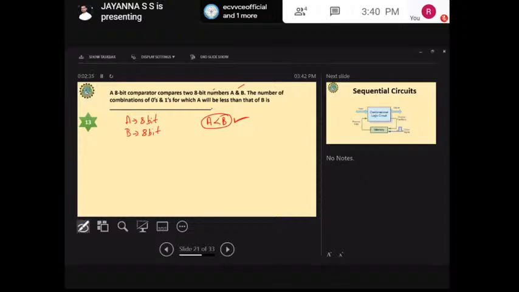So if you consider that, A represents 8 bits and B represents 8 bits. Therefore, there will be 16 bits of input. If you take 2 power 16, you are going to get 65,536 combinations of the input. Since it is 8 bits, 2 power 8 represents 256, which is the number of combinations for A equal to B.